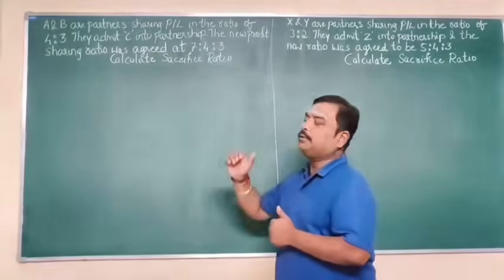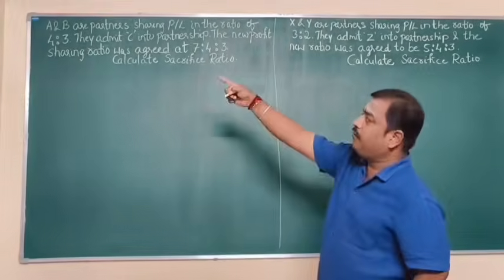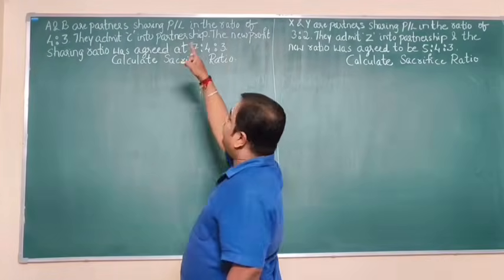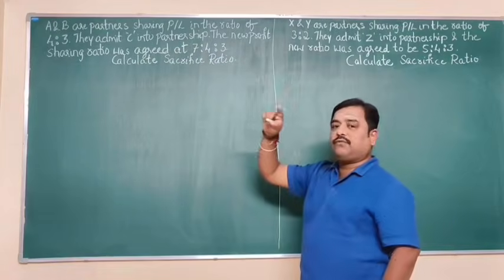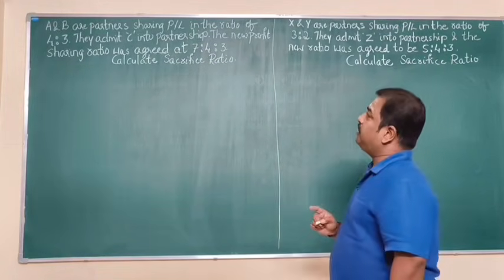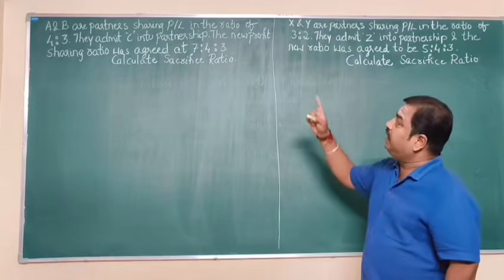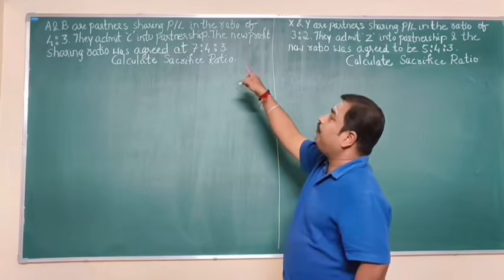Our first problem today. A and B are partners sharing profits and losses in the ratio of 4:3. So here A and B are the old partners, and their share, 4:3, is what we call the old ratio. They admit C into partnership, so the new partner is C. The new profit sharing ratio was agreed at 7:4:3.